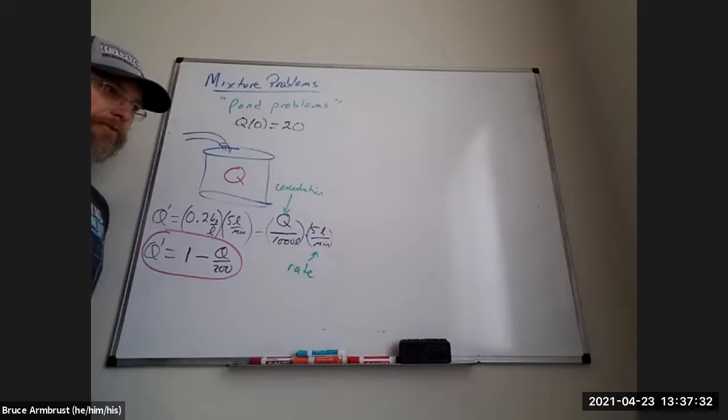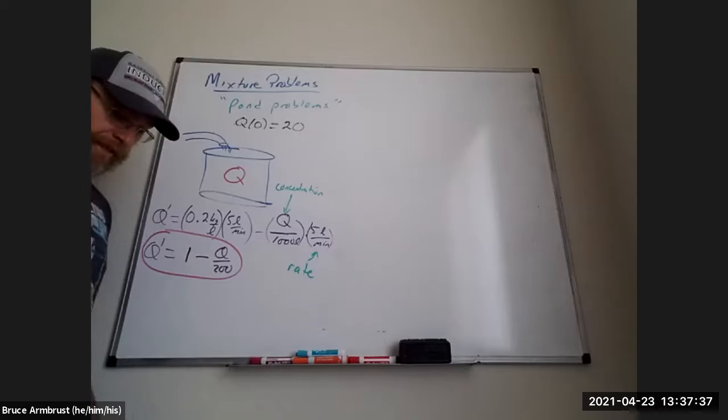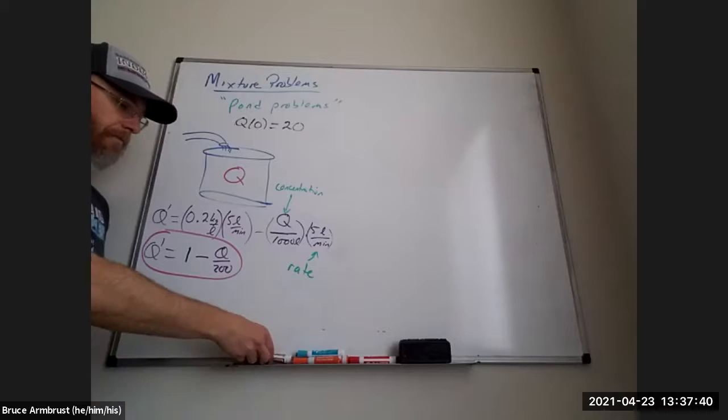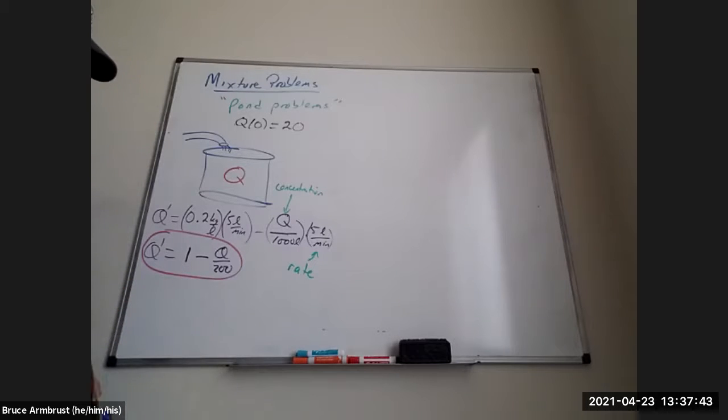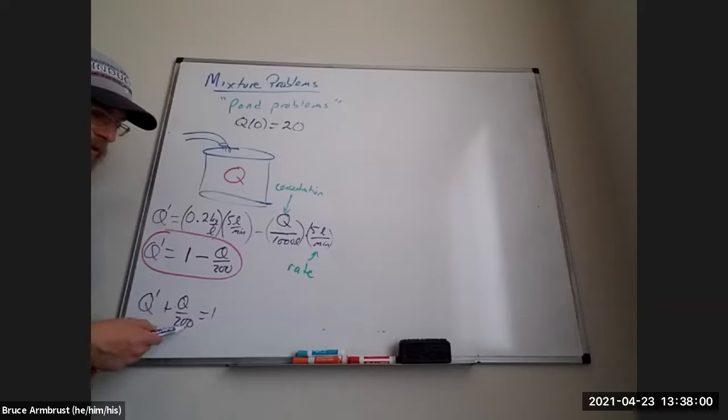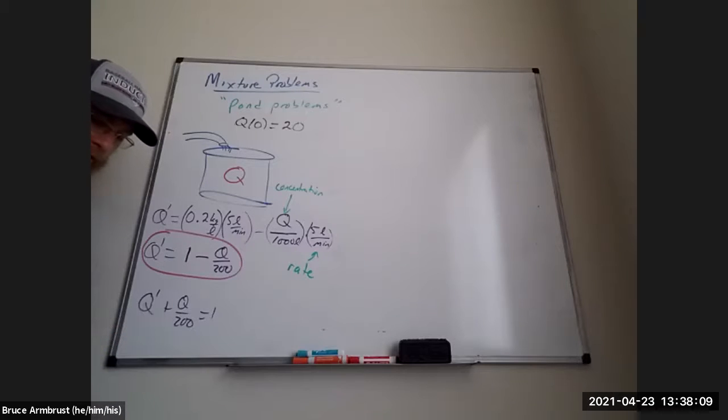That's not how I actually want to do it, though. I want to solve it using the linear methods. I think this might be a little bit faster. Recognize that this is a linear differential equation, linear first order. If I move that q over 200 over, I get q prime plus q over 200 equals 1. And the reason I want to do it using the linear methods is look at the functions that I'm going to have to integrate. They're all constants. So this will actually be really, really quick in terms of solving it.